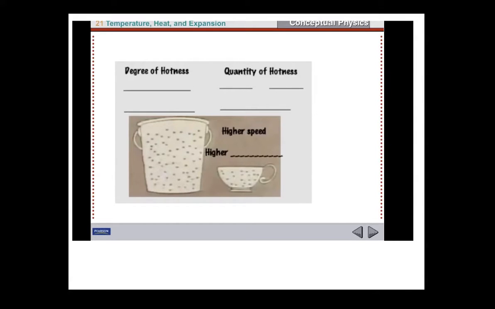Okay, degrees of hotness. The speed of the molecules. Okay, temperature. Quantity of hotness. Big number of particles that can transfer energy. Big mass and speed. Heat is the quantity of hotness. Degree of hotness is temperature. Okay, the speed of the degree of hotness is the temperature. The quantity, the amount, is heat.